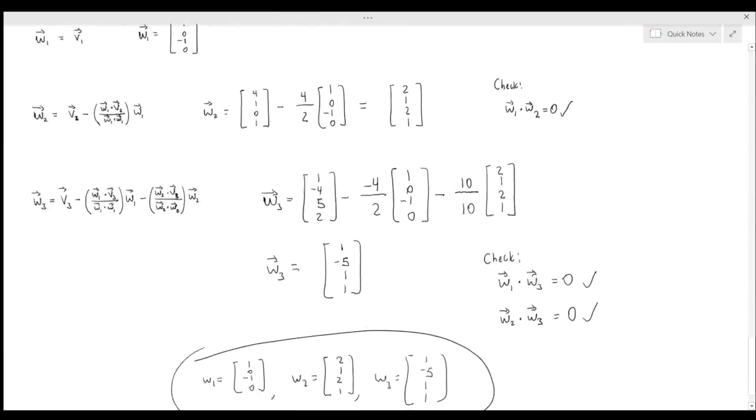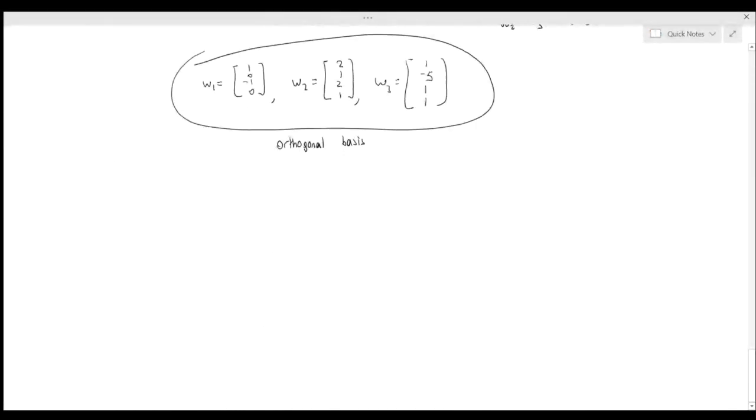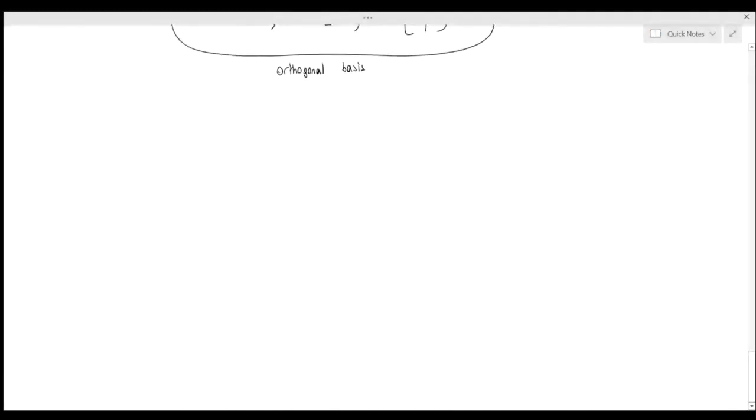Okay, so I think that's all I'll say about Gram-Schmidt. And then, small aside, I'll just talk about finding the orthogonal complement of a space.